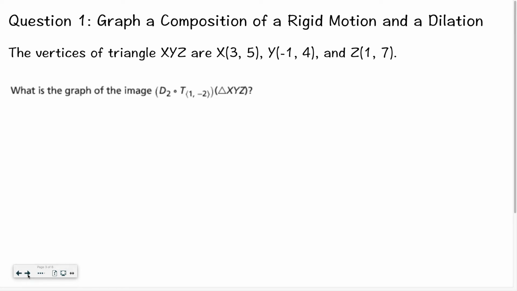All right, so then given that information, I want you to try this problem. Okay, so you have the vertices of a triangle XYZ are X 3, 5, Y -1, 4, and Z 1, 7. And I want to know what is the graph of the image once it goes through that composition. Remember, the capital T stands for translation, and you simply add those numbers to your current X and Y values, okay? So good luck.